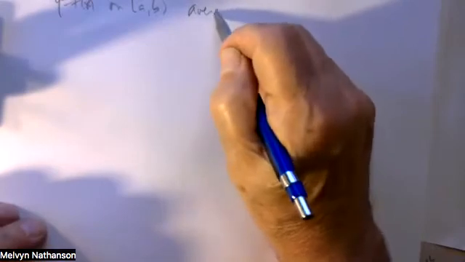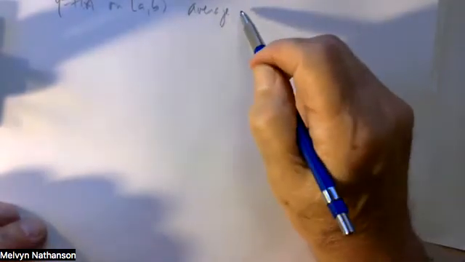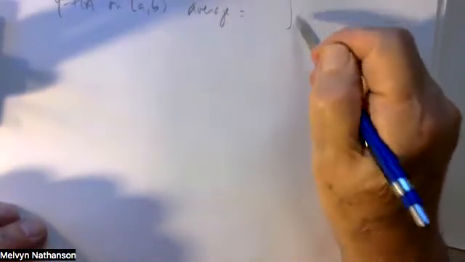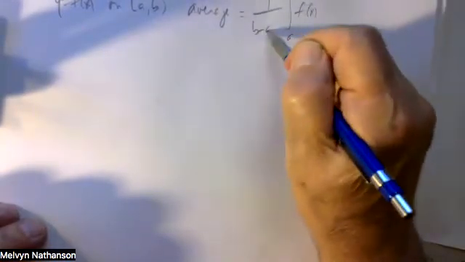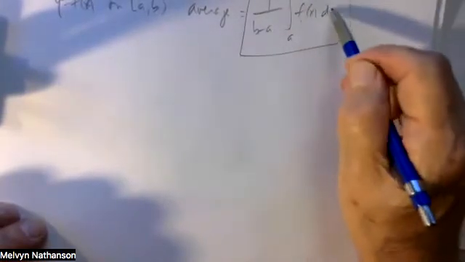Okay. Let's just recall one other analogy with functions of one variable. If you have a function y equals f of x on the interval from a to b, what we defined as the average value of f is the integral of the function from a to b divided by the length of the interval. That was the average of f of x on an interval from a to b.